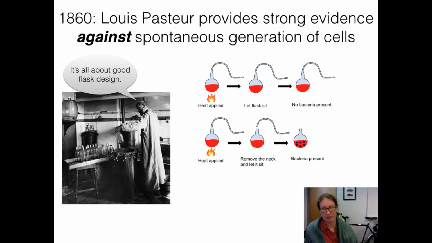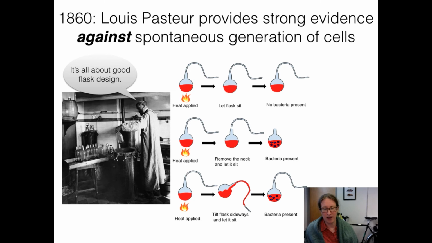So bacteria showed up. And he also had a third treatment group where he tilted the broth in the flask and sent the broth into the neck. And there again, the result was cloudy broth. So that helped to demonstrate that it wasn't anything about the flask design itself that was preventing microbial growth. So Pasteur was able to really say, well, take that, doubters. And so once again, a very clever experiment helps to eliminate the spontaneous generation hypothesis for cellular origins.